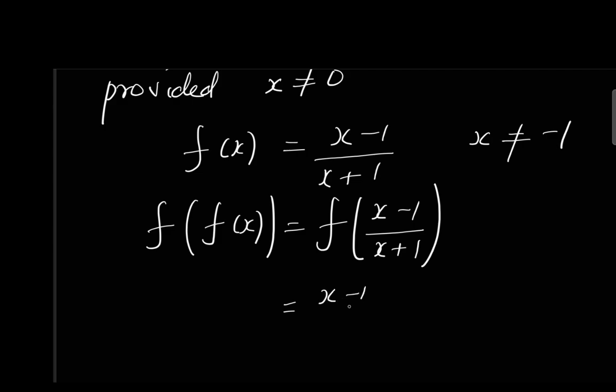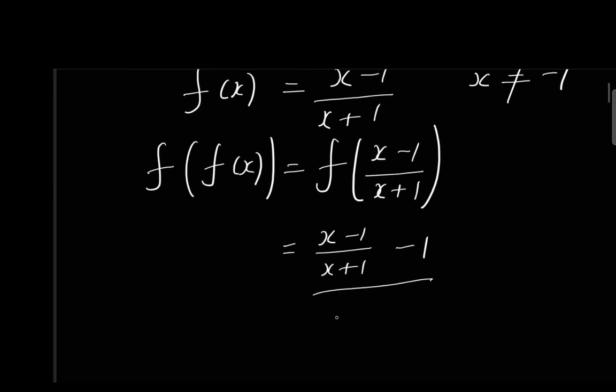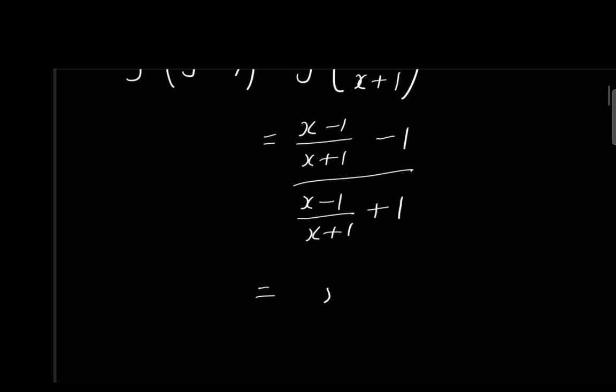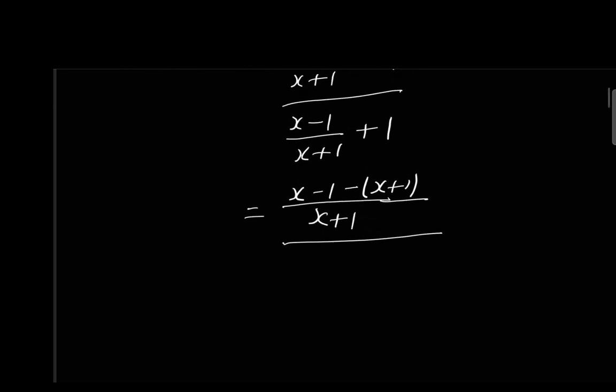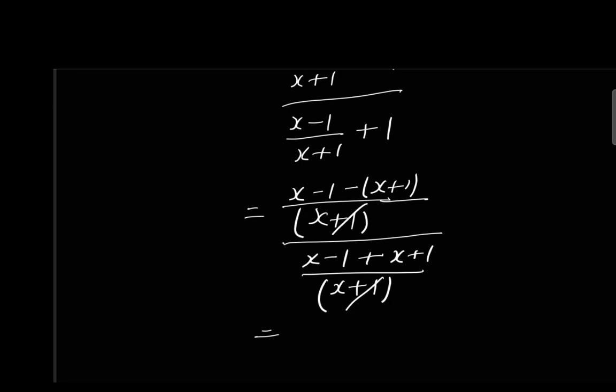In the place of x, I write (x − 1)/(x + 1) minus 1, divided by (x − 1)/(x + 1) plus 1. Take the LCM; x + 1 is the LCM. So x − 1 minus, put the bracket, x + 1, divided by x + 1, the same x + 1 in the denominator, x − 1 plus x + 1. See, you can cancel the denominator terms. Both are the same, so you can cancel.